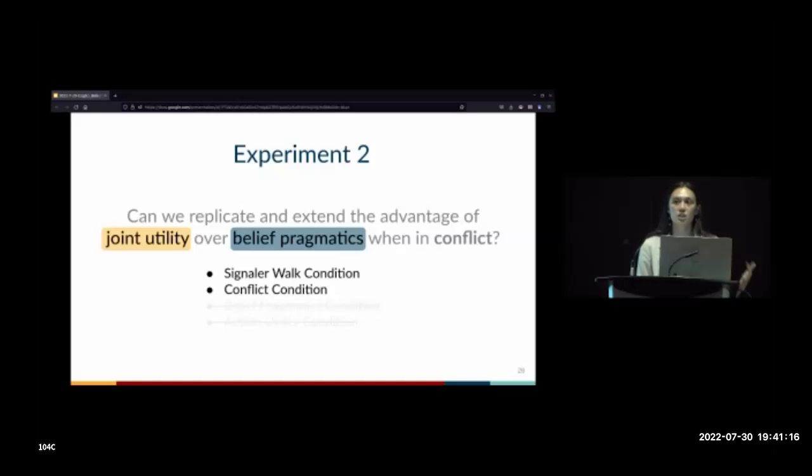Well, we ran essentially exactly the same task with new people, except we removed 2 of the conditions. So now we're only looking at the conflict condition as well as the signal or walk baseline. And one of the rationales for this was that, by seeing those other 2 conditions, maybe you were keying into some strategy that you might not have preferred or thought of otherwise.